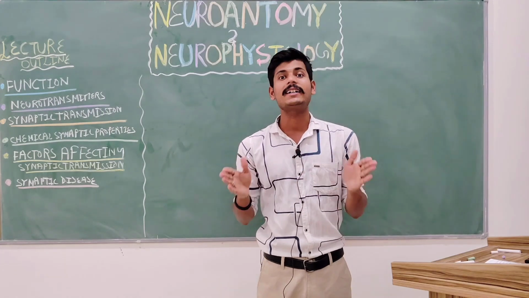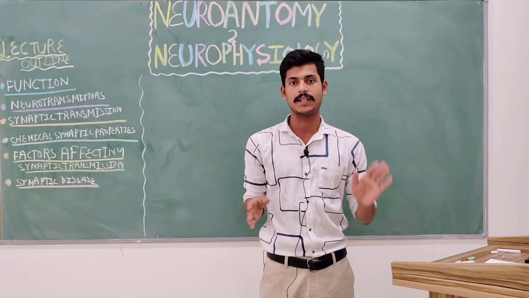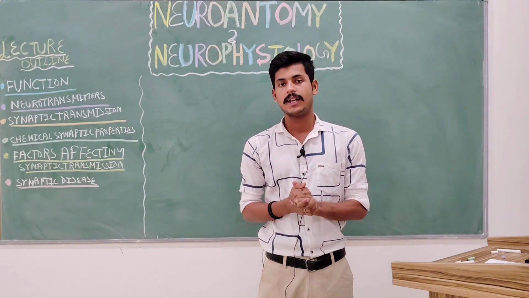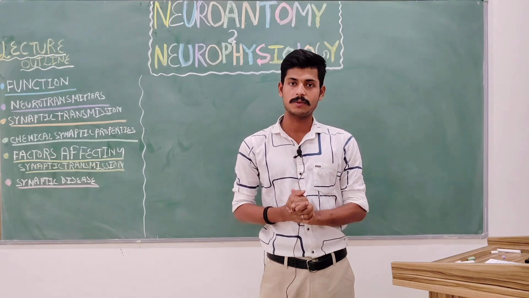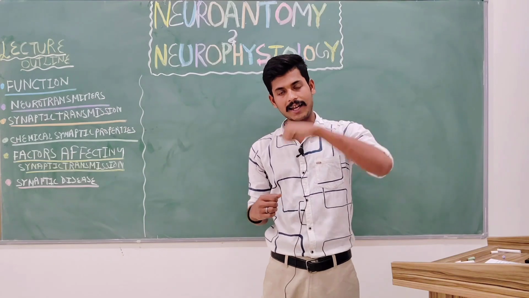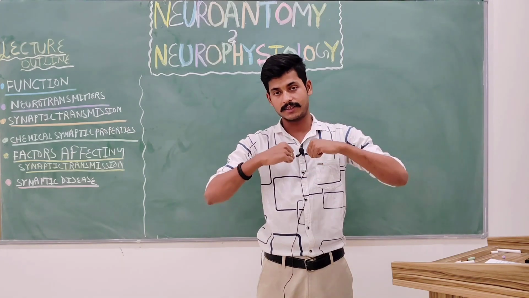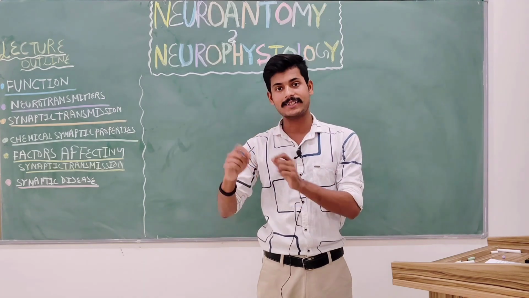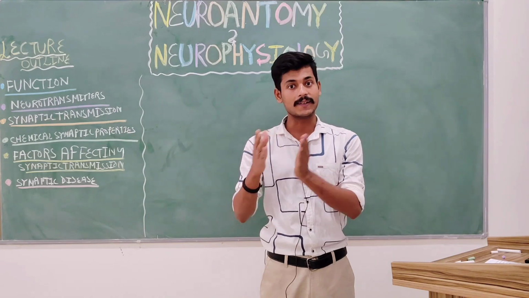Then we classified the synapse, and we took two criteria. The first one is the anatomical basis, and on that basis we divided the synapse into three categories. If one neuron's axon relays on another neuron's axon, it is termed as the axoaxonic synapse, then axosomatic synapse, then axodendritic synapse.